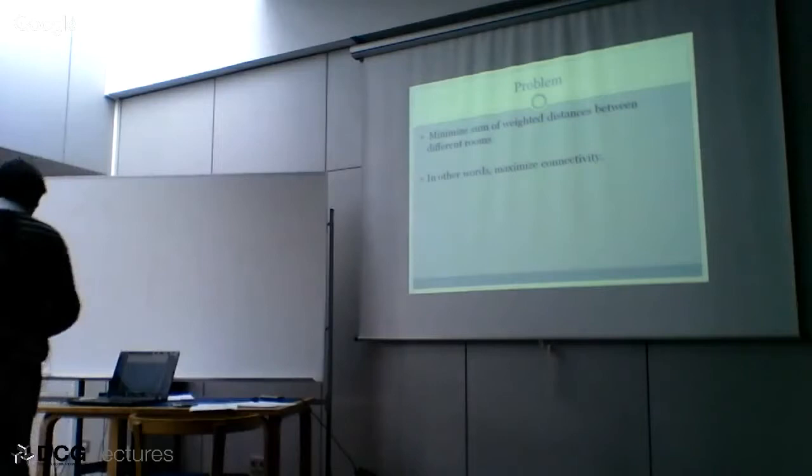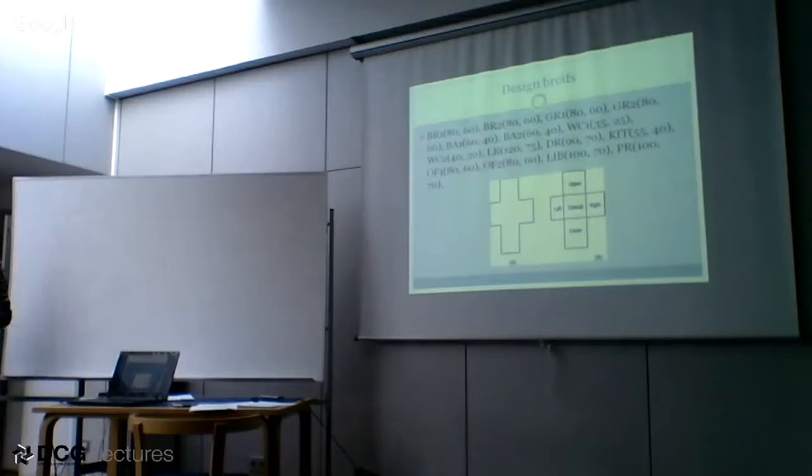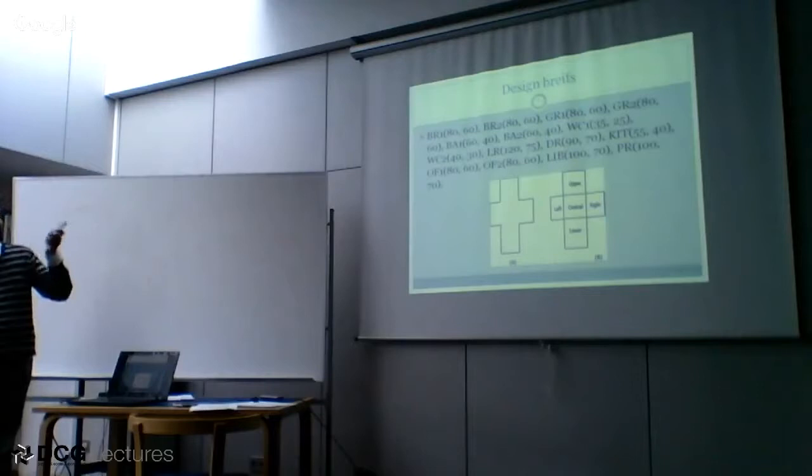So let's say that we are given design briefs where the topological constraints are given by the matrix which we have already seen. Then there are 15 rooms. BR1 and BR2 are bedrooms. Then there are 2 guest rooms, 2 bathrooms, 2 WC, a living room, a dining room, a kitchen, 2 studies, a library and a playing room.